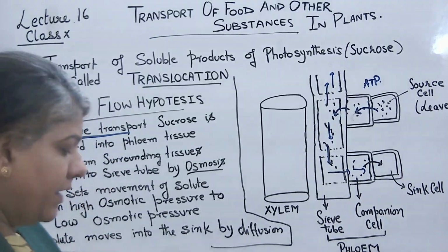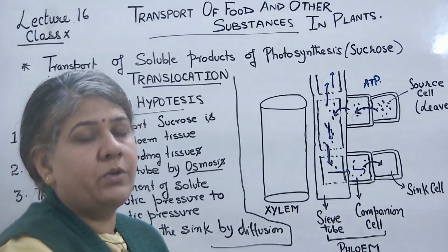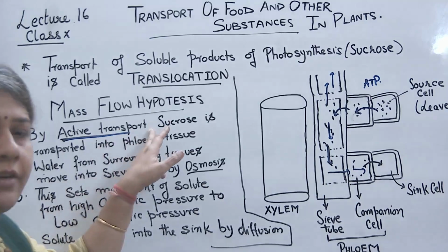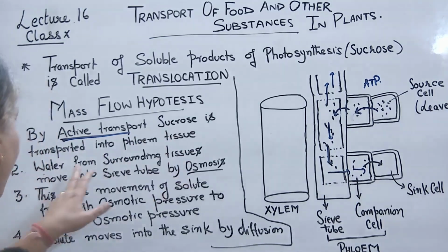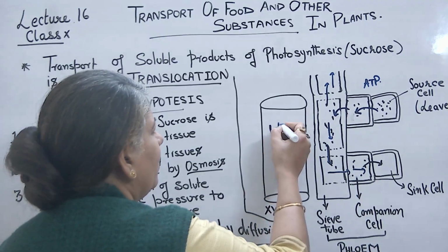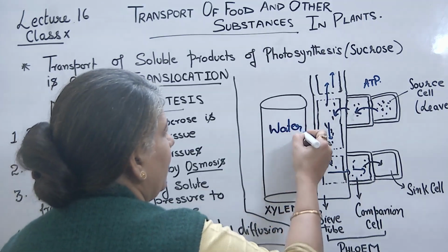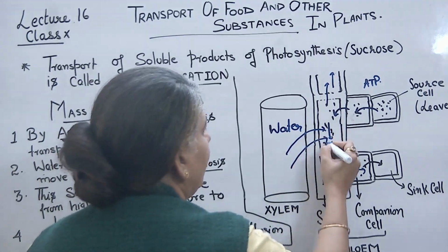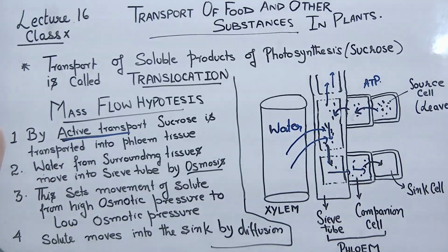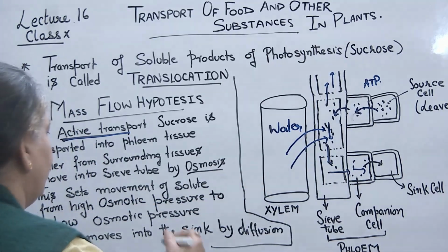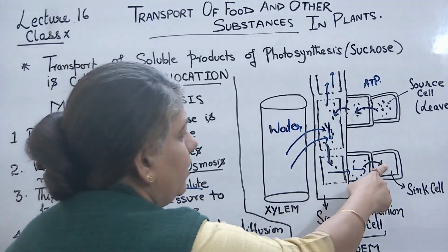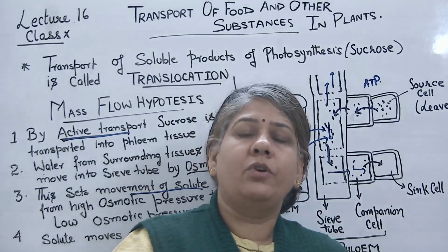So one must understand there are a few key points that you must always mention in your answer. Firstly, it is an active transport, that is, energy will be required. Water from the surrounding cells will move into the phloem tissue. This will increase the osmotic pressure and this will set solute in motion. Then solute will be put into the sink cell by the process of diffusion.